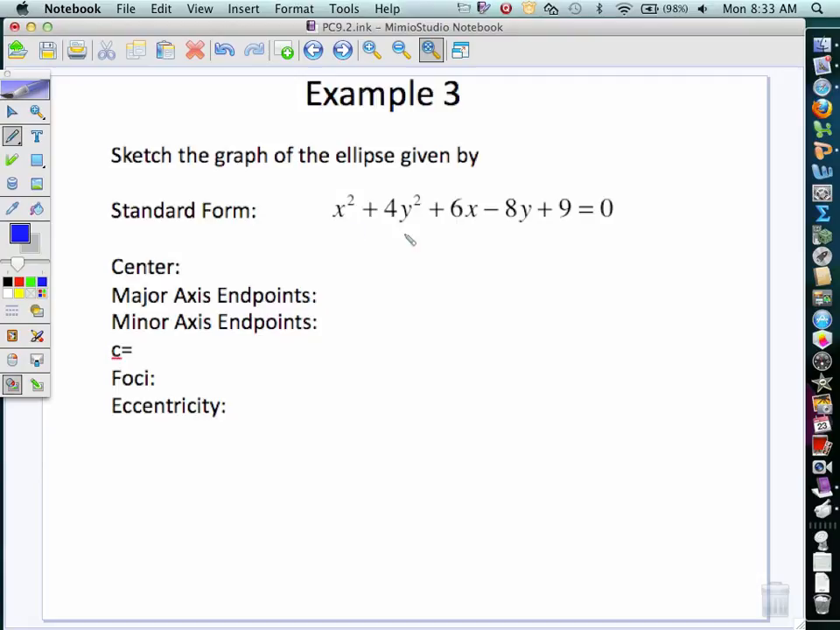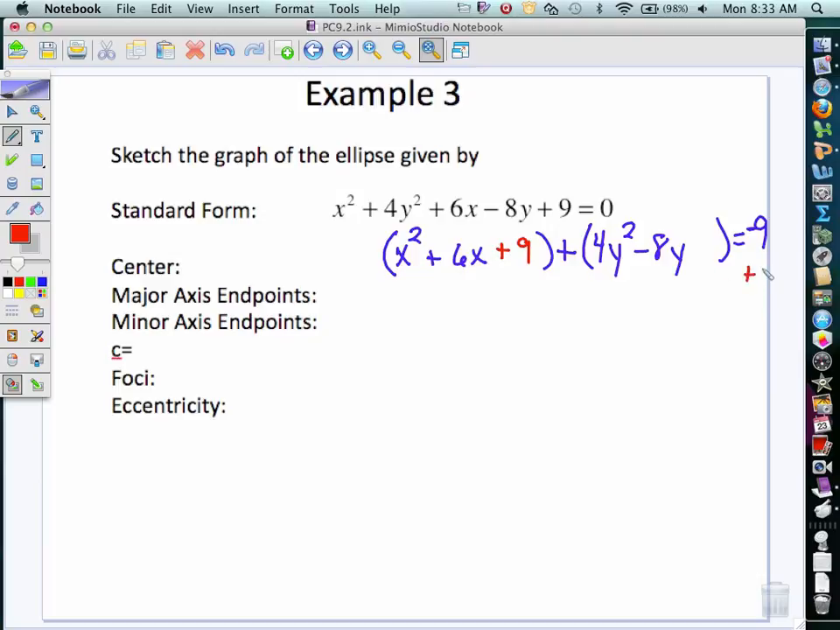All right, example 3. This is our last problem. What we have to do with this one is complete the square on it. When you complete the square, you want to group all your x's together. So x squared plus the 6x. I'm going to leave some space for completing the square, and we do the same thing for the y's. 4y squared minus 8y. And then we have to move any constants to the other side, so I subtract that 9, negative 9, to the right side.